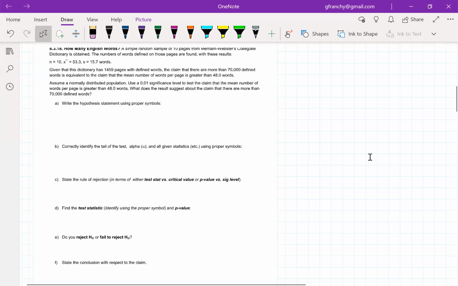So we have 8318 here. It says a simple random sample of 10 pages from the Merriam-Webster's Collegiate Dictionary is obtained, and the number of words defined on those pages is found with these results. So they're nice enough here to go ahead and give these to us in symbolic form there. So sample size of 10, sample mean of 53.3, sample standard deviation of 15.7.